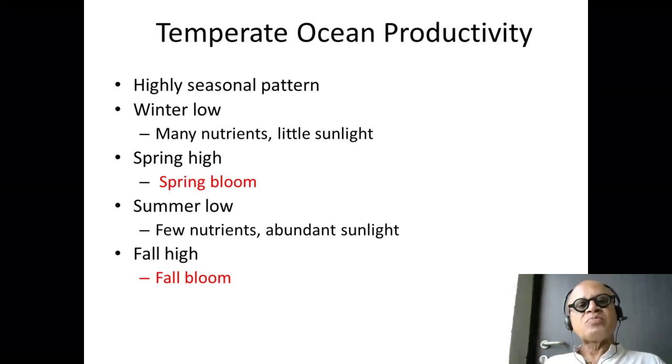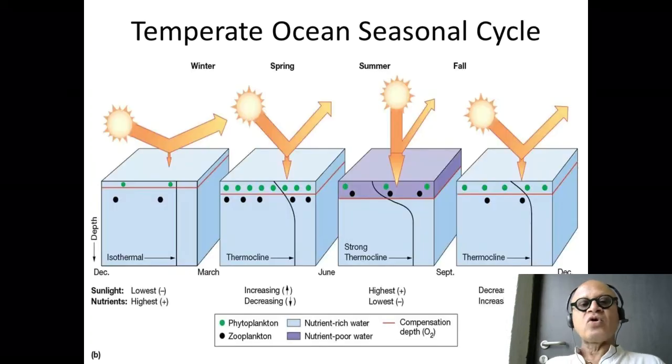So temperate ocean productivity is highly seasonal. It has a winter low. Many nutrients are available, but sunlight is not enough. Spring bloom is high, the strongest bloom of the year. Summer has few nutrients and high light, but no production because nutrients are too low. And in the fall you get a secondary bloom, called the fall bloom.